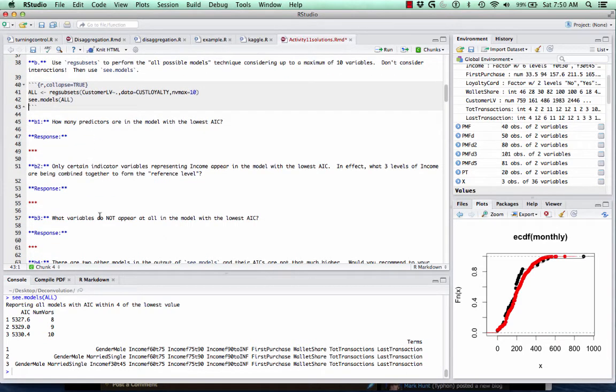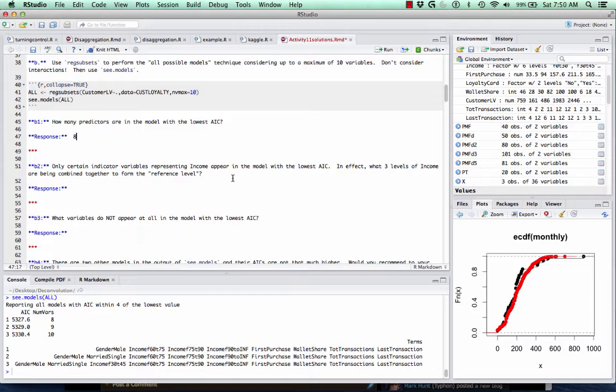So how many predictors are in the model with the lowest AIC? Well, it says that there's 8 different predictors here. Notice that we have a few of the indicator variables representing income, but not all of them. And B2 follows up on that. Only certain indicator variables representing income appear in the model with the lowest AIC. In effect, 3 levels of income are being combined together to form the reference level.